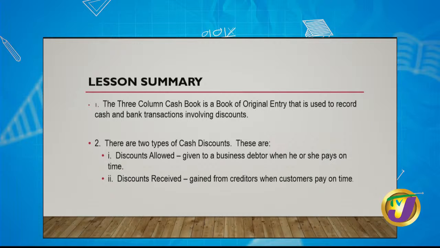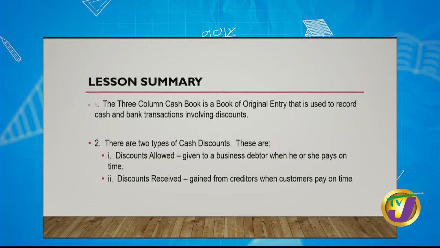We also said that there are 2 types of cash discounts. These are discounts allowed and discounts received. Discounts allowed are given to a business debtor when he or she pays on time. Discounts received are gained from creditors when they pay on time. Students, remember, 2 types of cash discounts: discounts received, discounts allowed. All right.